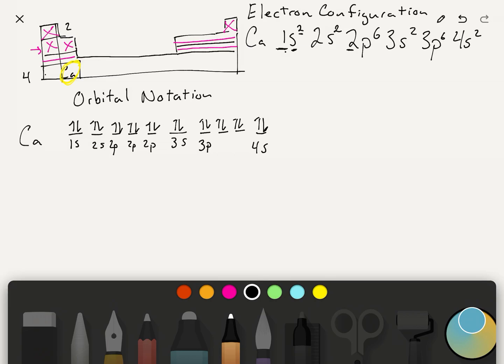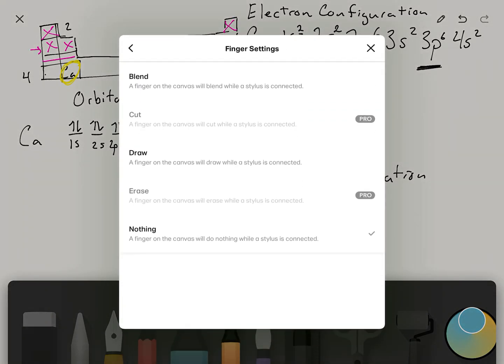Now, the notation we all like to do is noble gas notation, because it's faster. The way you do that is you go back to the last noble gas you passed, which is going to have a p6 configuration. So in this case, it would be here, as we have 3p6.